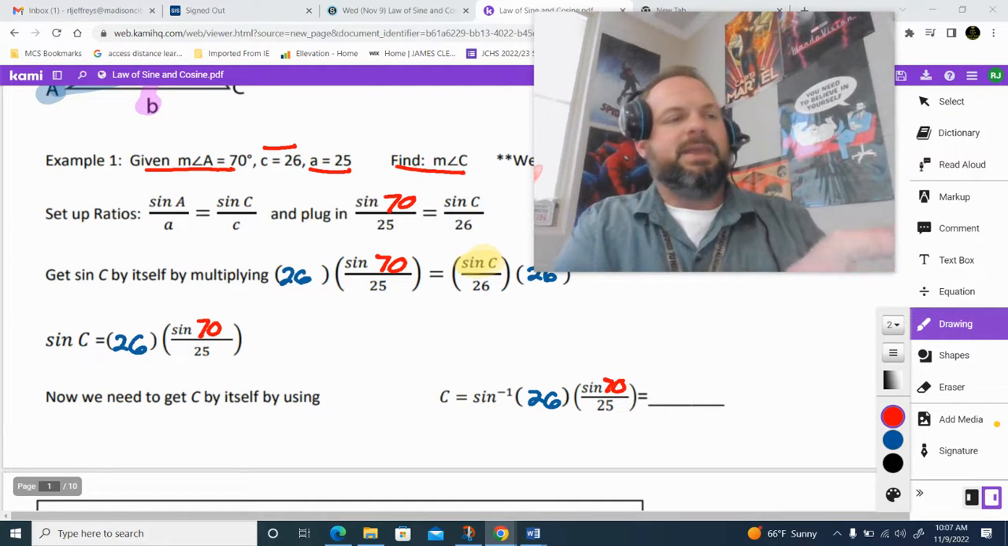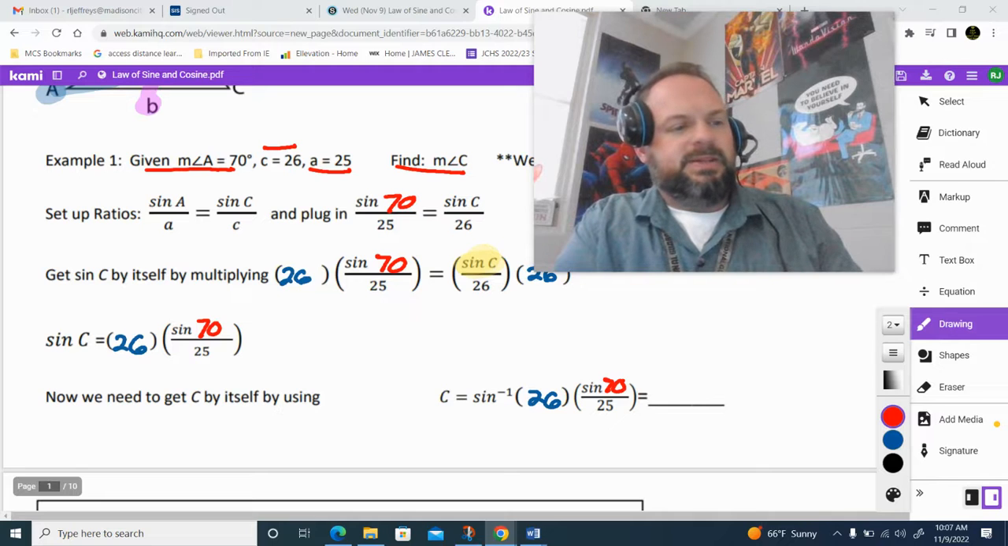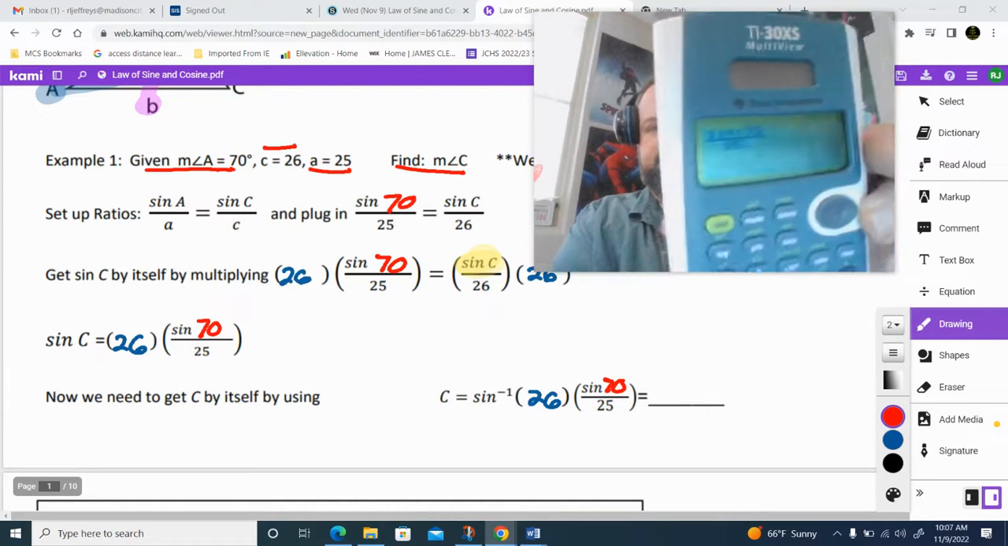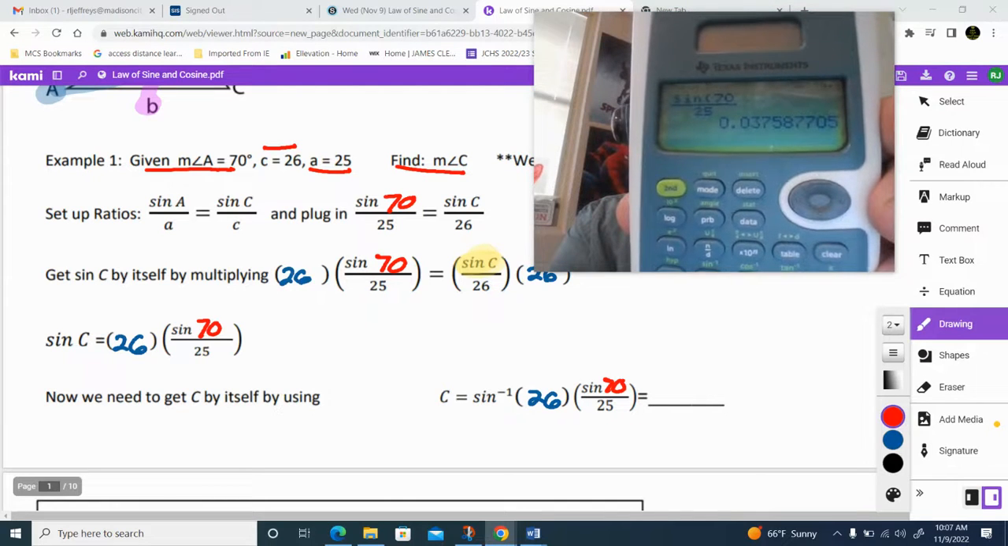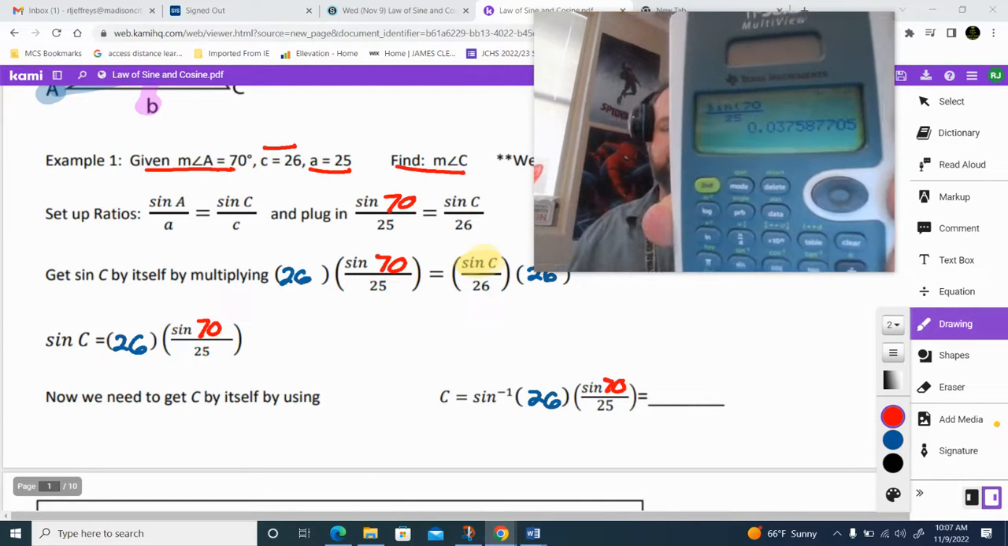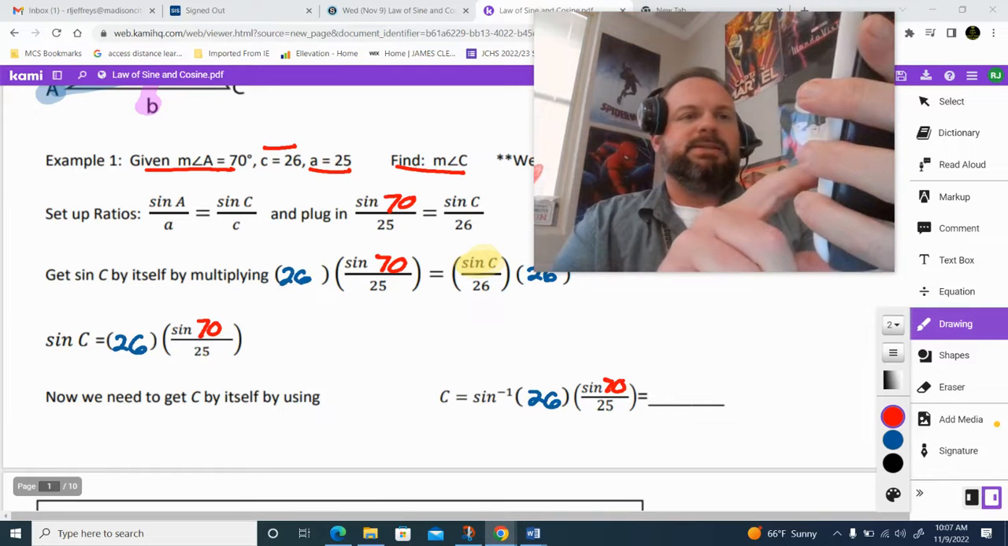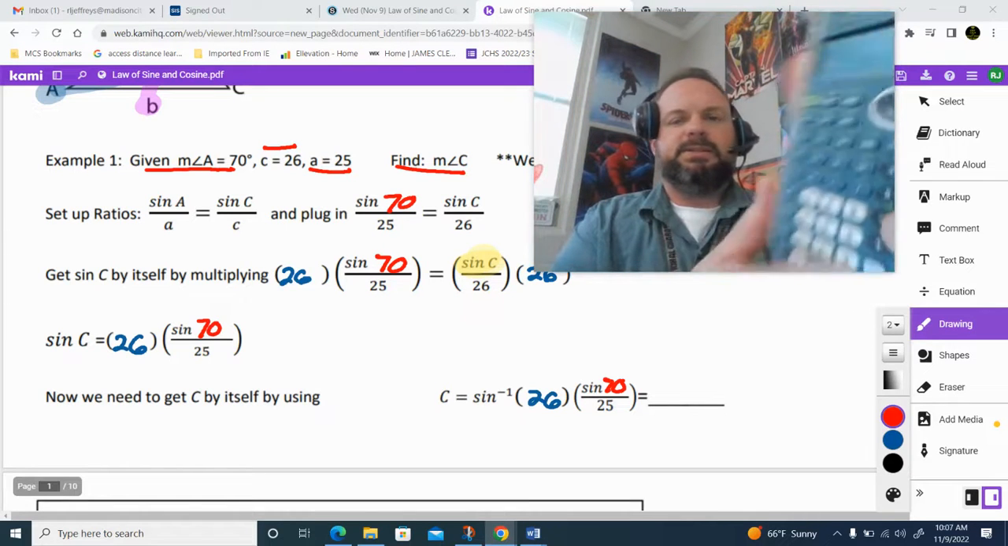So, clear. All right. So I'm going to do the sine of 70 over 25. Get that answer. Now I'm going to multiply it by 26. So just times 26.